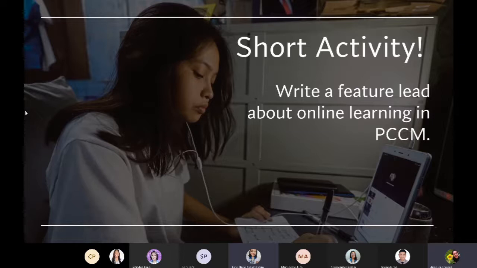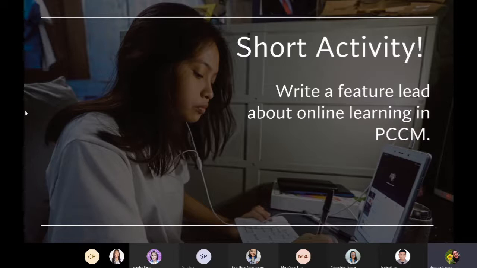Yes. Then I change it to somehow like the news feature: Anna, a 30-year-old third year student of the Polytechnic College of the City of Meycauayan, copes up with flexible learning through attending online classes. Okay, interesting, Anna. Maybe you can have that article and you start writing that for me then. Okay, thank you so much.